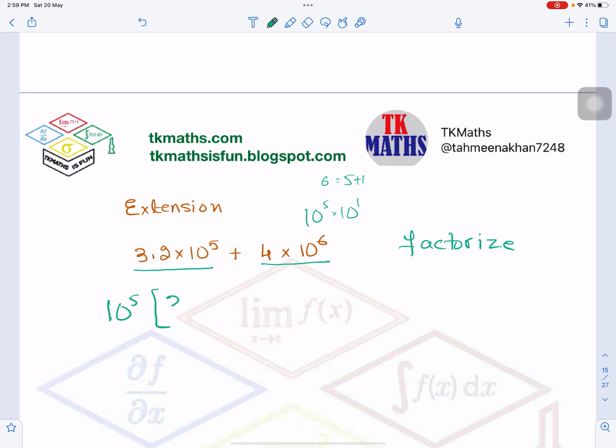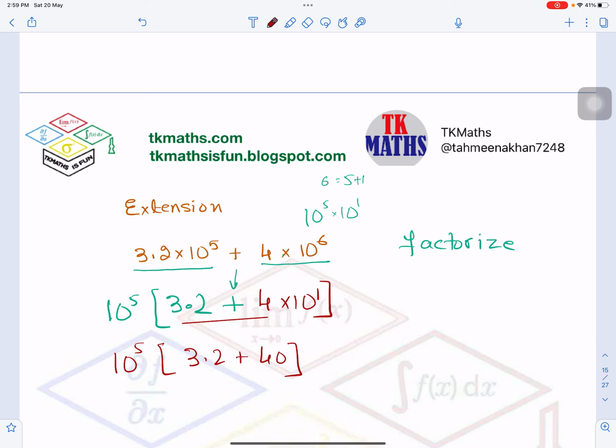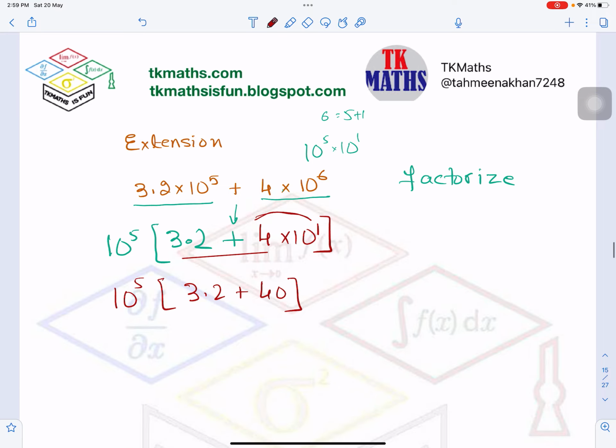So what is left from here? 3.2 is left from this side. The plus sign will come as it is. From here 4 and 10 power 1. Yes or no? 4 and 10 power 1. Why? Because 10 power 5 is already out. So from 6 only one thing is left. So now I will solve within the bracket. 4 tens are 40. Sometimes a student makes a mistake and adds this first. Don't do this. You remember BODMAS, so you always multiply first. 4 tens are 40. After that you will add. So it will become 43.2 into 10 power 5.